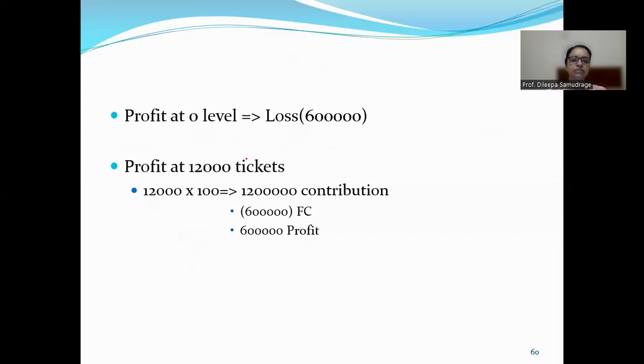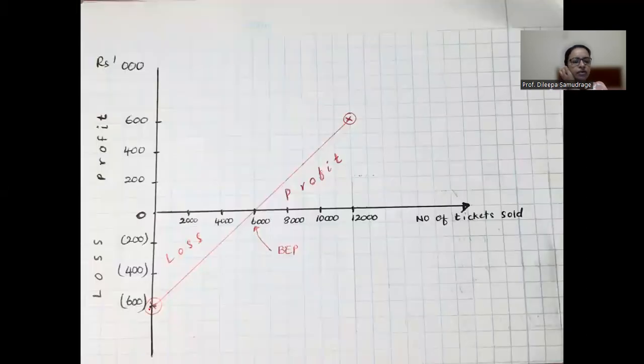Profit at 12,000 tickets. The selling price per ticket is 200, and the variable cost is 100, so the contribution is 100. So total contribution is 1.2 million. From that, you have to deduct fixed cost, then the profit is 600,000. So you can draw like this. This point is loss, this point is profit.